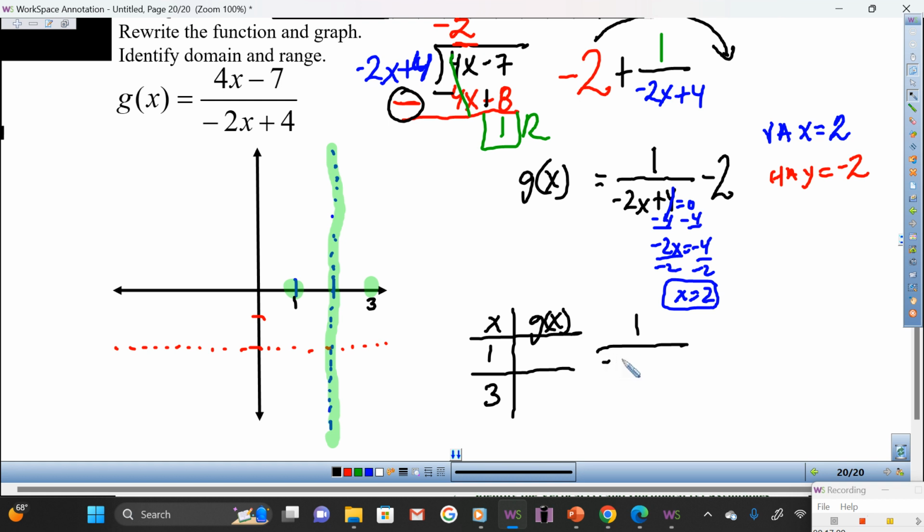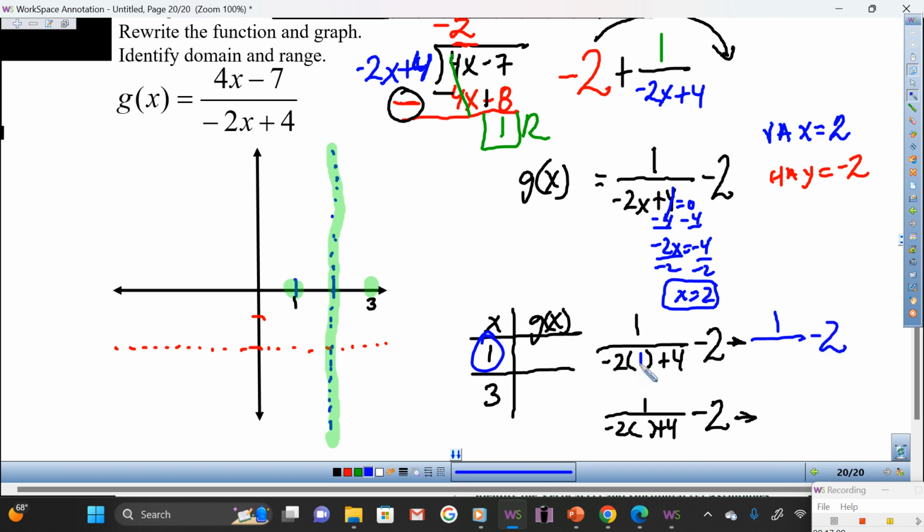1 over negative 2, parentheses for x, plus 4 minus 2, going that way. And I'm going to write it again for the 3. Negative 2, parentheses, plus 4 minus 2. All right, here we go. Our first value is 1. So we got 1 over.